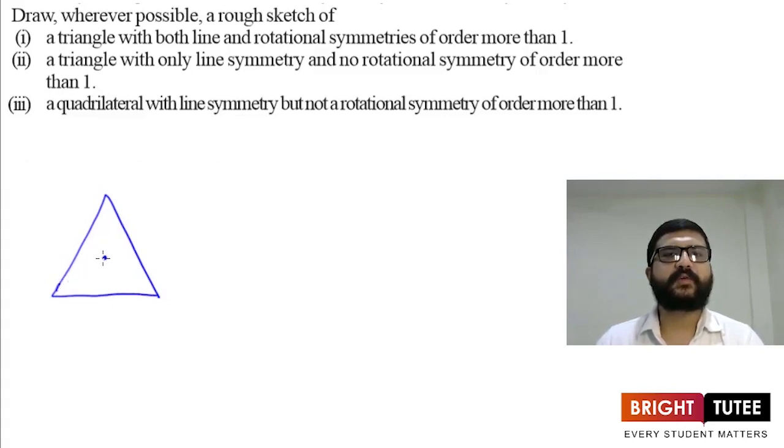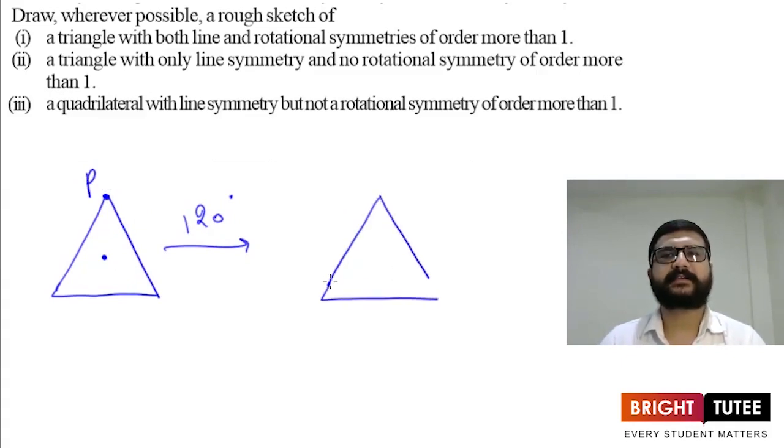Now if we rotate this triangle about its center by 120 degrees, we are going to get the same triangle back. Let's say this vertex is P, then if we rotate this by 120 degrees, we will get vertex P here.